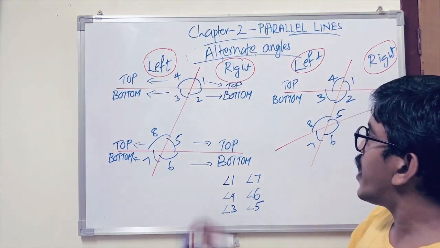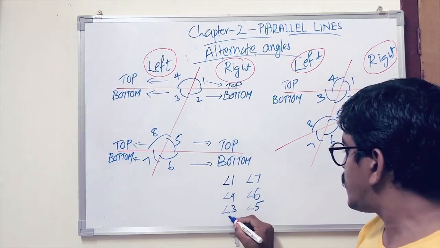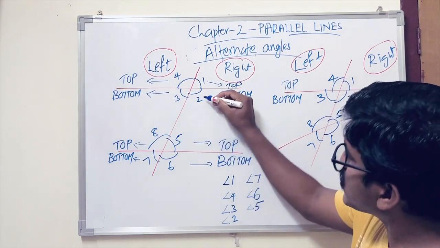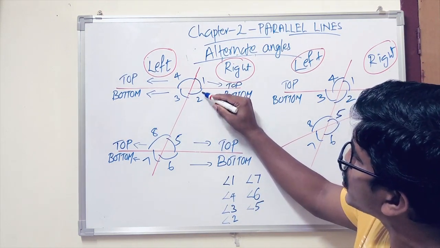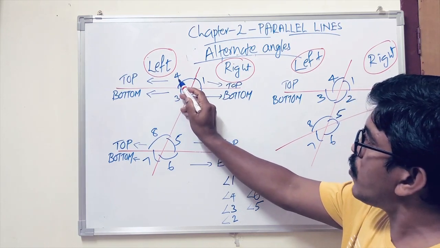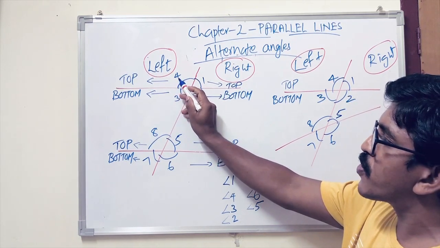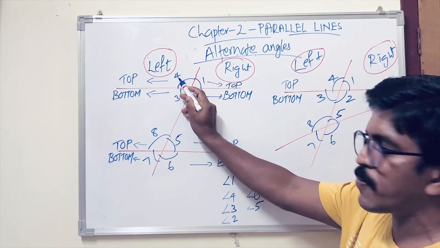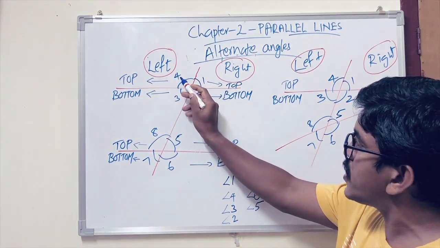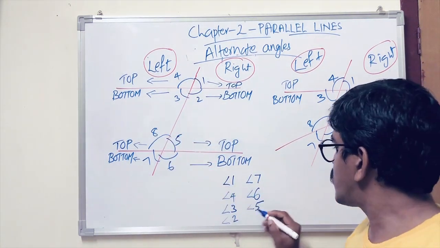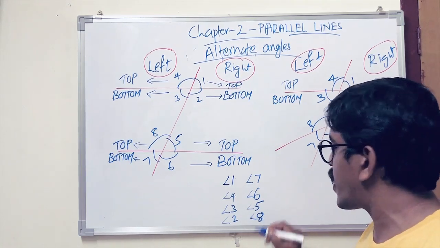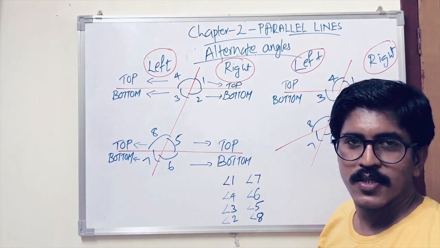Then the last one, angle 2, we can check it. The opposite angle of angle 2 is angle 4. Now, the position of angle 4 is left side top. The same position, that is 8 is having. So, that is your answer. Angle 2 and angle 8 are alternate angles.